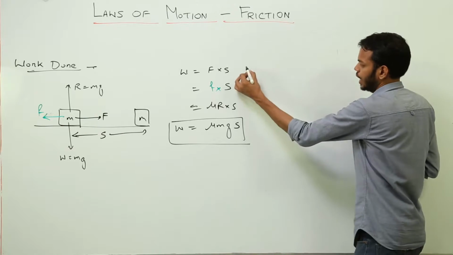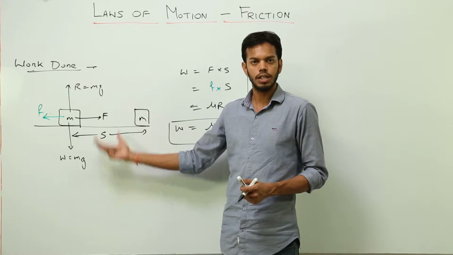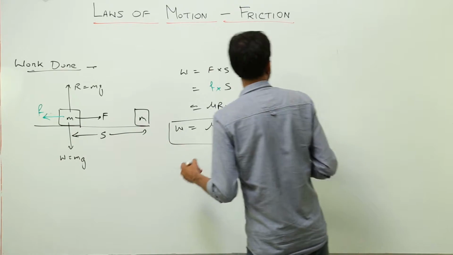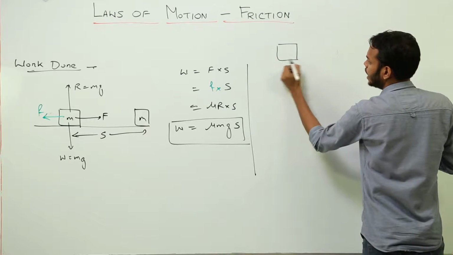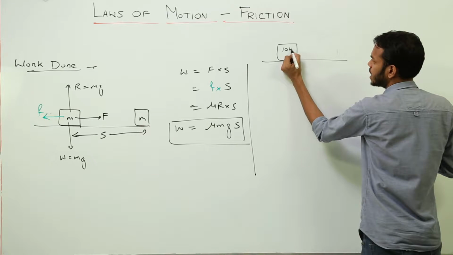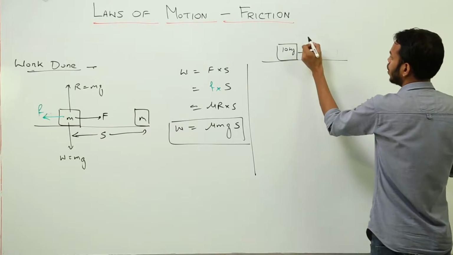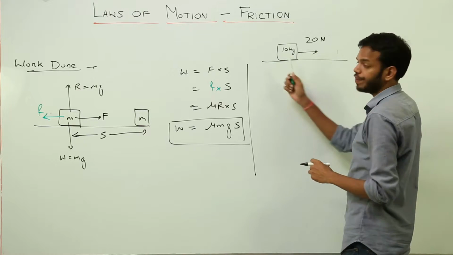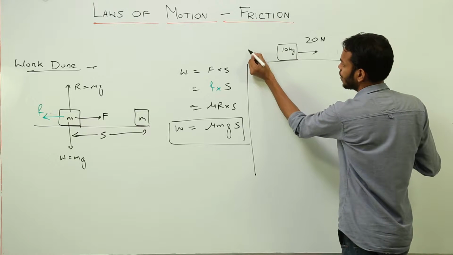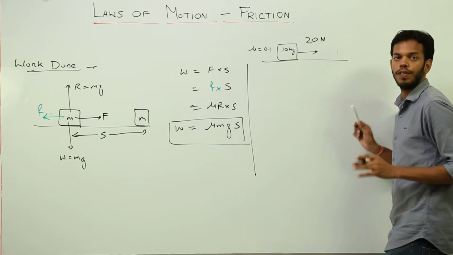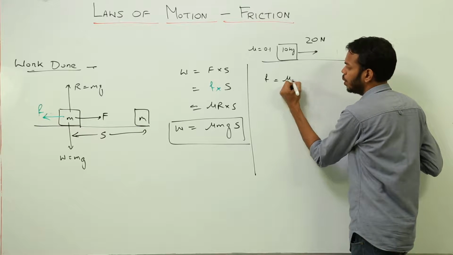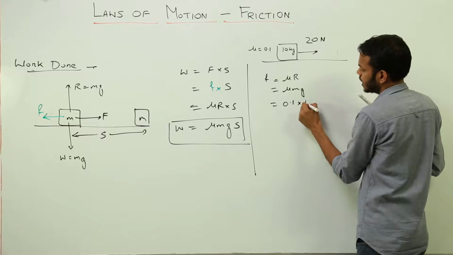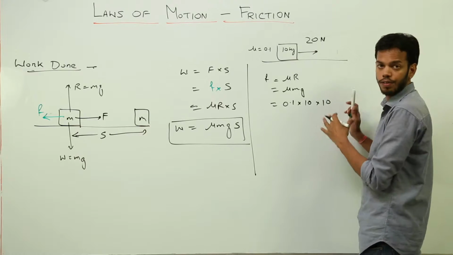Now, a very important thing: you might get numericals on a similar situation. Let's take an example, and I'll tell you why I'm doing this. Suppose the body is of mass 10 kg, the applied force is 20 newtons, and the value of mu between the body and the horizontal surface is 0.1. Let's calculate the value of frictional force. Frictional force is mu R, which will be equal to mu mg, which is 0.1 into mass 10 into g. Let's take g as 10 for now.